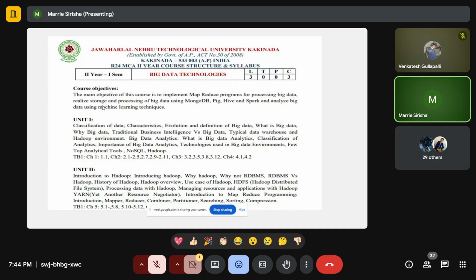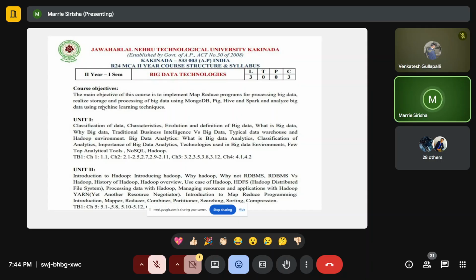Okay. In unit one, you have classification of data. In that, you will be learning how the data is classified, the types of classification of data, and characteristics, how data can be shown in various forms, and the evolution of data. How data has evolved from 1960 onwards till now and into the future. You will be learning all of that.